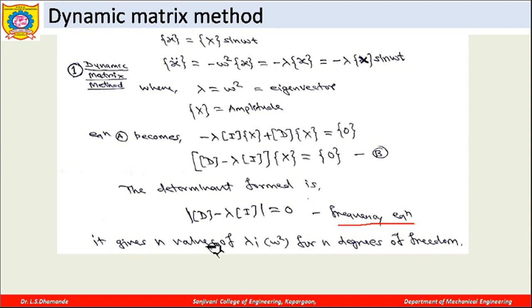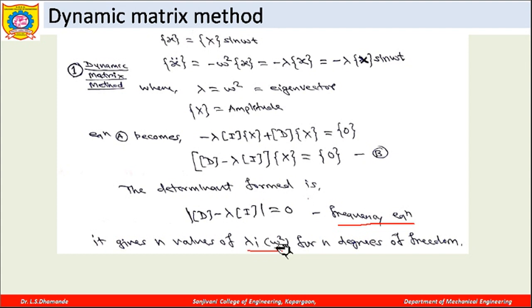If it gives us n values of lambda, that means omega square, corresponding to n degrees of freedom. So if it is a 2 degree of freedom system, you will get 2 values of lambda, that is of omega square. If it is a 3 degree of freedom system, you will get 3 values of lambda.